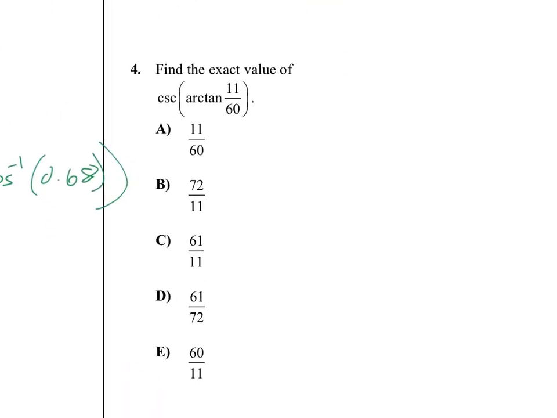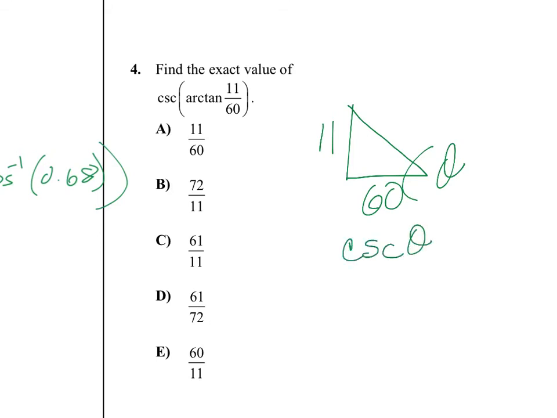Find the exact value of the cosecant of the arctan. So the angle whose tan is 11 over 60. So we draw ourselves a triangle. The tan is 11 over 60. So the cosecant is 1 over the sine of theta. So what's the sine of theta? Well, the sine of theta is going to be 11 over whatever the hypotenuse is.